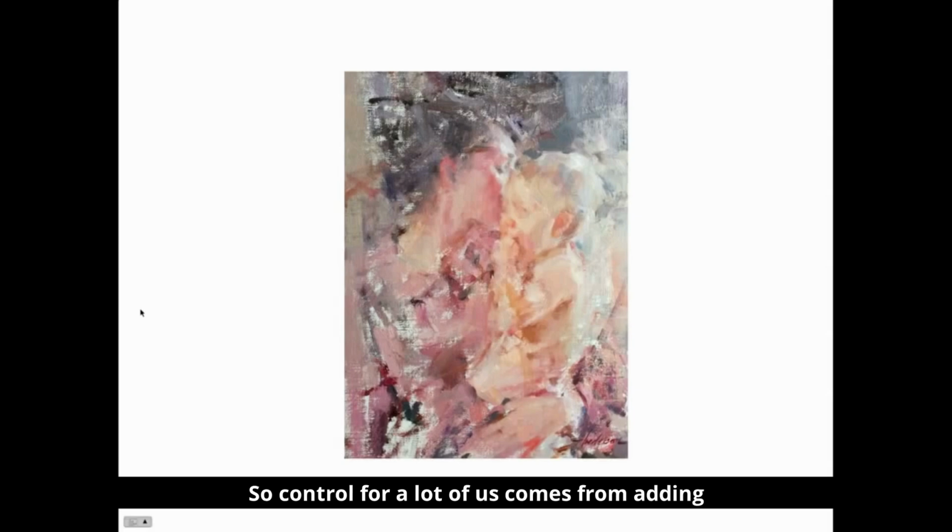So control for a lot of us comes from adding information or noodling information or tightening up on information. In other words, putting everything in there. You know, let's just draw this all out and then color it in, and by golly, I'm in control. And that's not necessarily a bad way to work.